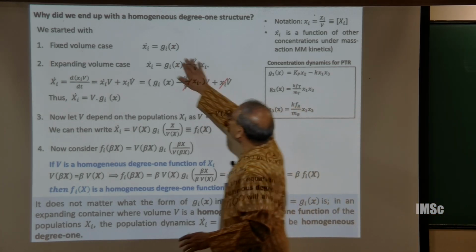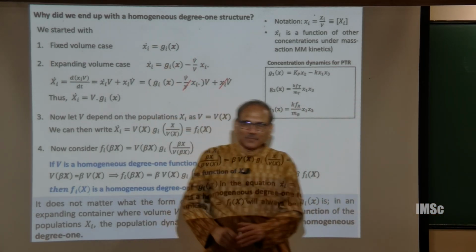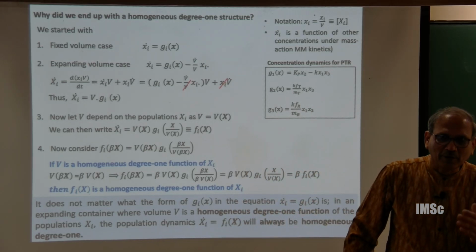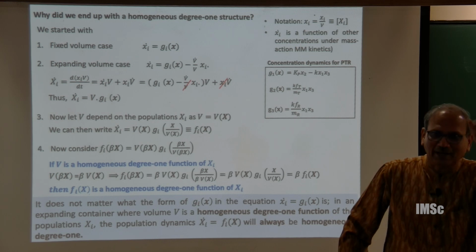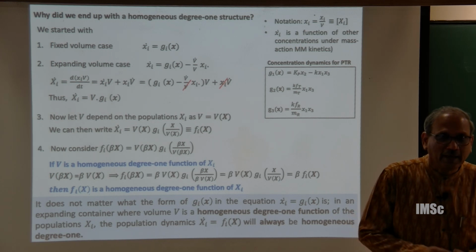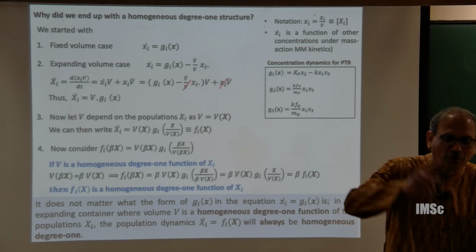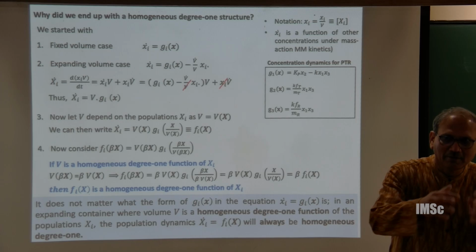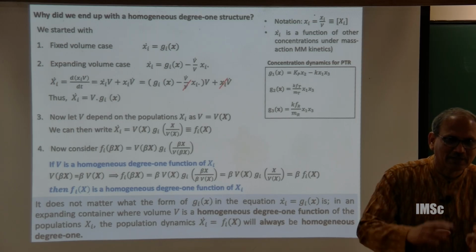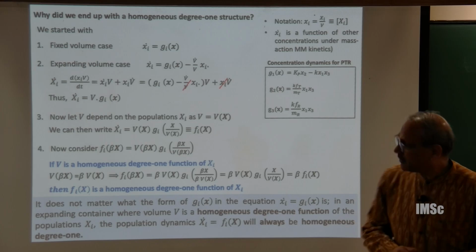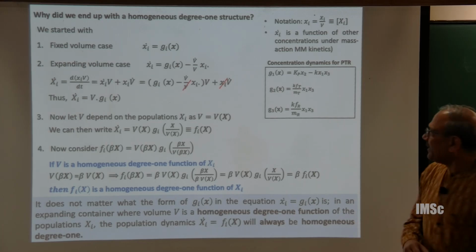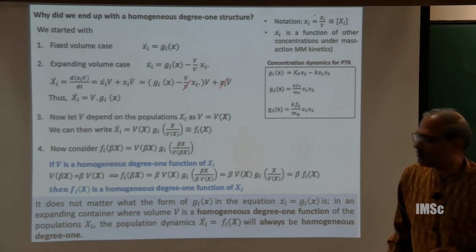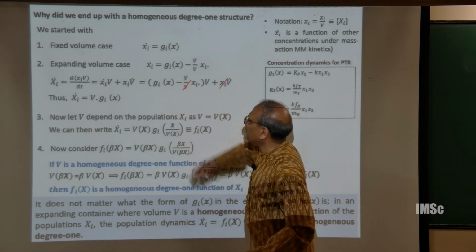So if you accept this, my claim is that if this is your chemical dynamics, then it follows that when you write the population dynamics of systems in expanding containers whose volume is linearly dependent on the populations, and I will tell you what generalization thereof is permitted, then you will always end up for the population dynamics with homogeneous degree 1 functions, okay? So let's see the argument.